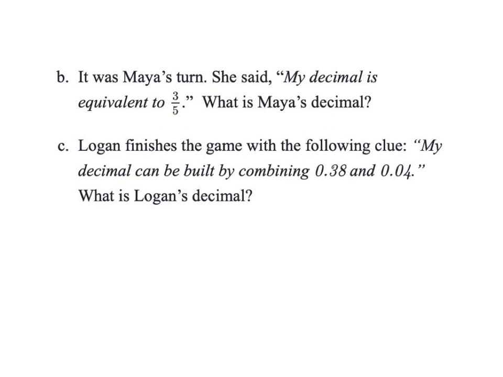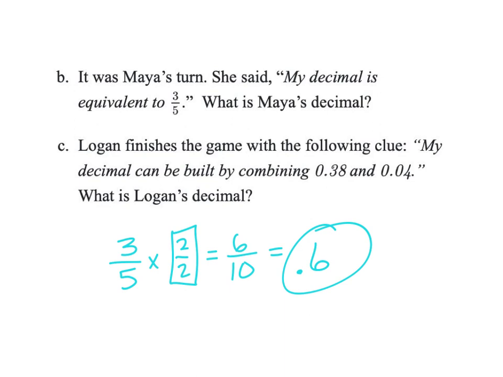All right, now it's Maya's turn. She said, my decimal is equivalent to 3/5. Well, when we want to change fractions into a decimal, what we need on the bottom are either a 10 or 100 or 1,000 so that we can get tenths, hundredths, or thousandths. So we can easily change that 5 into a 10 by using our giant 1 and getting 6 out of 10 or 6/10. So her decimal is 6/10.